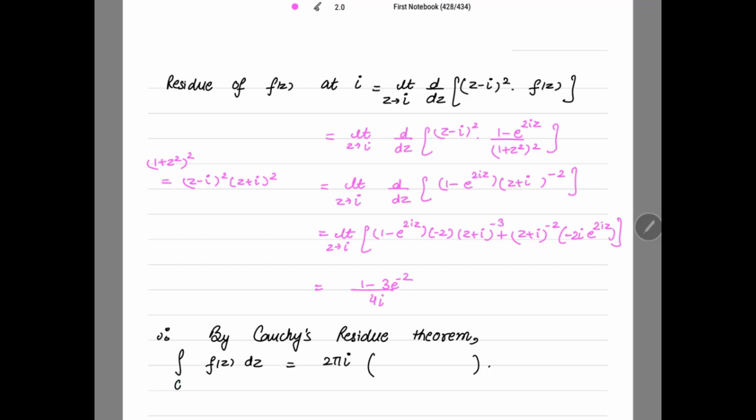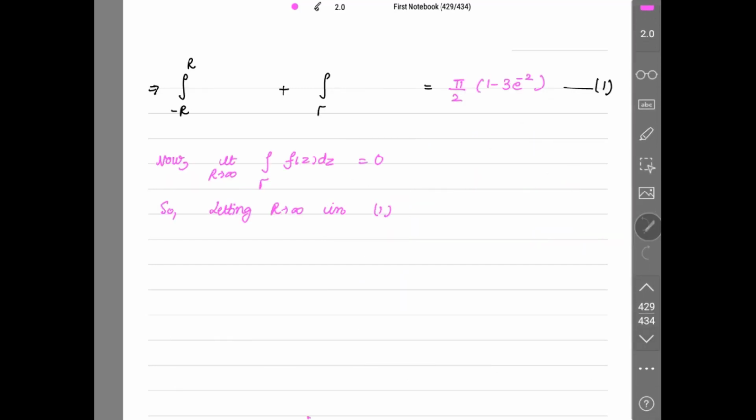Okay. Now by Cauchy's residue theorem, I know that the integration over that contour C of f(z) dz is equal to 2 pi iota times the residue. And the calculated residue is (1 minus 3 e to the power minus 2) over 4 iota. Now taking this contour along the real axis and also along the semicircle tau in the upper half plane, the integration will become negative r to positive r f(x) dx plus the integral over tau f(z) dz.